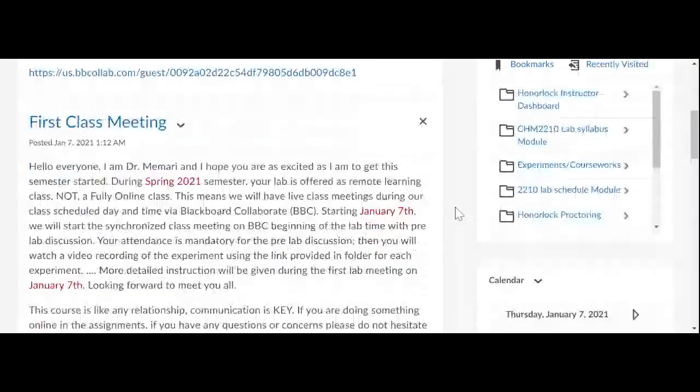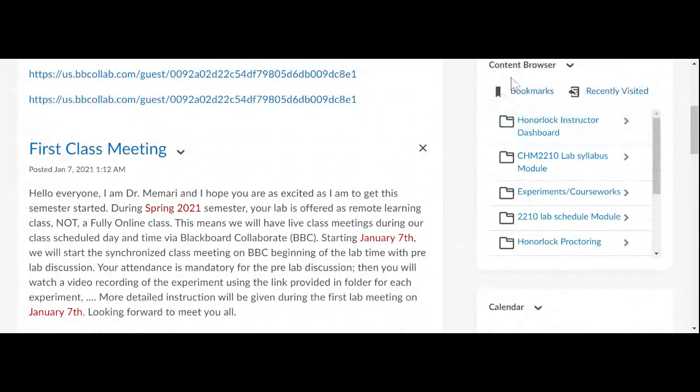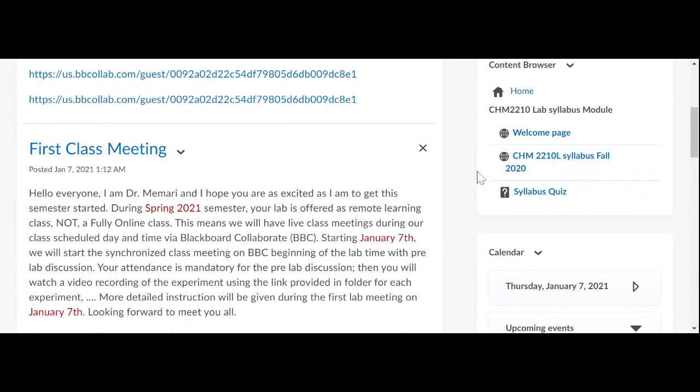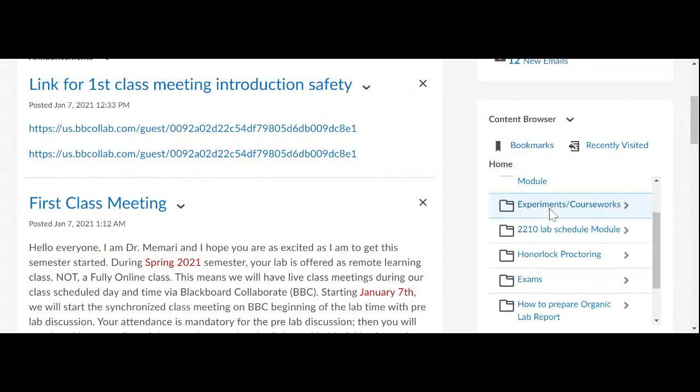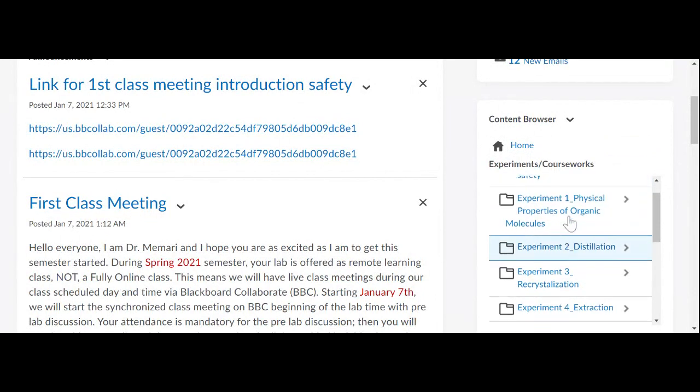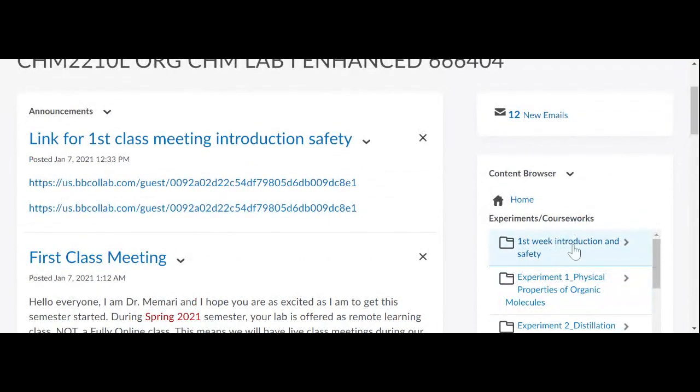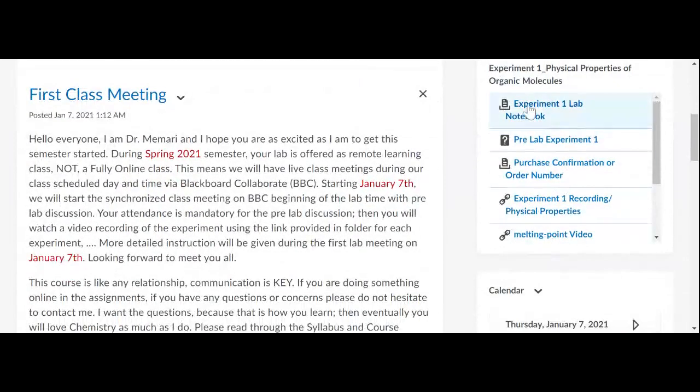Okay, on the right side, you have the folders with the titles. Like you have the honor lock, that's for instructor only, you won't have access to it. You have the syllabus folder. In that folder, you have the welcome page, the syllabus, and the syllabus quiz. If you go up a folder, you have your experiments. For each experiment, this is how it's organized. For today, we have the introduction and the safety quiz would be there. I'm going to go to experiment 1. For experiment 1, you have the lab notebook.